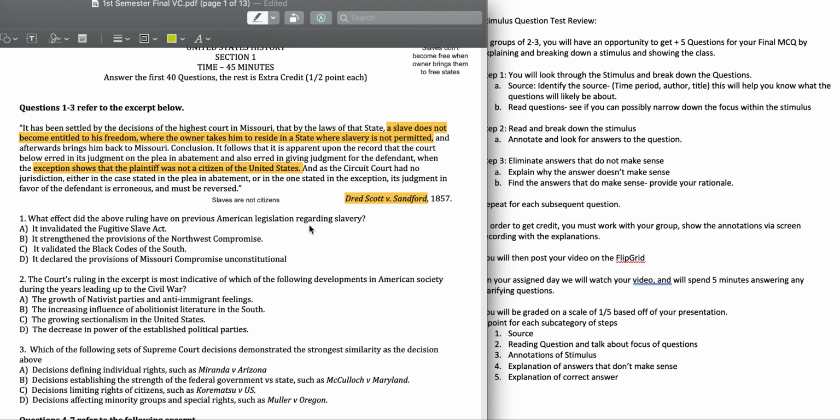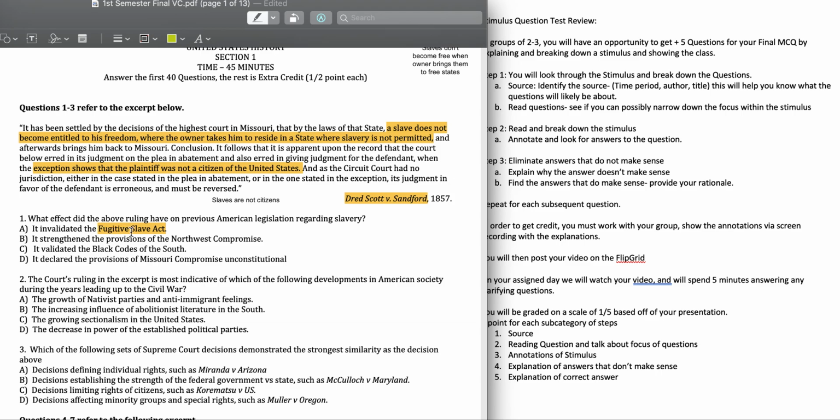So, what effect did the above ruling have on previous American legislation regarding slavery? So, I need to know what happened before 1857 on slavery. So, I know that the Fugitive Slave Act existed, right? But did this invalidate the Fugitive Slave Act, right? The Fugitive Slave Act said that slaves must be returned to their masters. This is saying the invalidation of the Fugitive Slave Act is absolutely false, right?